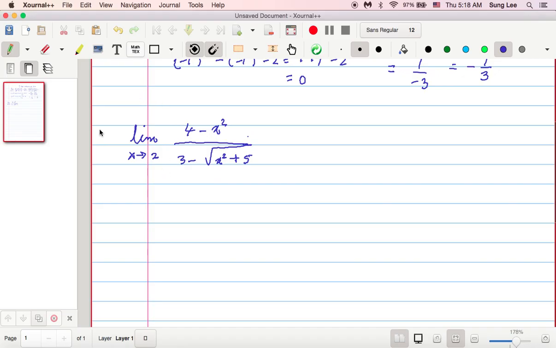Okay, so first we are going to check whether this is a 0 over 0 type indeterminate form. The top part is clear, right? When x equals 2, 4 minus 2 squared is 4 minus 4, so it becomes 0. What about the bottom part? When x equals 2, we have 3 minus the square root of 2 squared plus 5. 2 squared is 4, 4 plus 5 is 9, so the square root of 9 is 3. So 3 minus 3 equals 0 again, right?